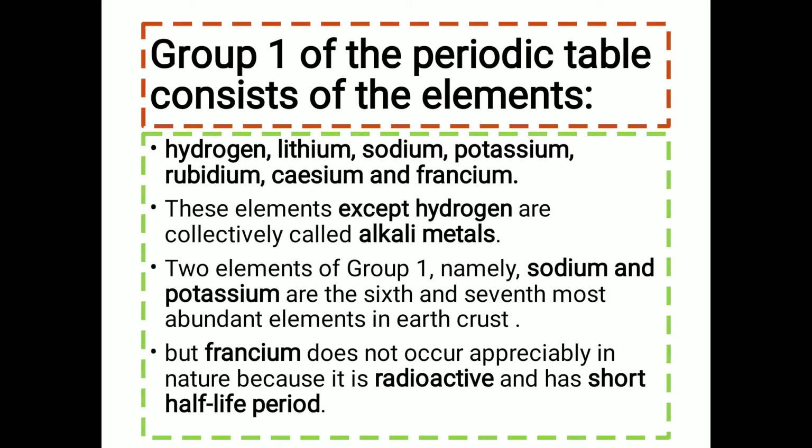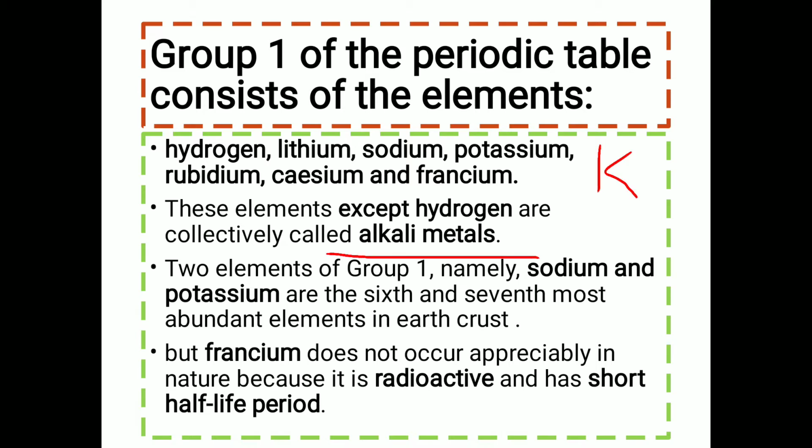Now the group 1 of the periodic table consists of various elements. These are hydrogen represented by the symbol H, then lithium represented by the symbol Li, sodium Na, potassium represented by the symbol K, then rubidium represented by the symbol Rb, then cesium represented by the symbol Cs, and then francium which is represented by the symbol Fr. These elements except hydrogen, that means lithium, sodium, potassium, rubidium, cesium and francium, are collectively known as the alkali metals.